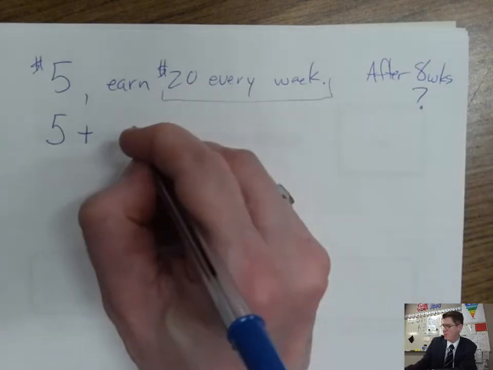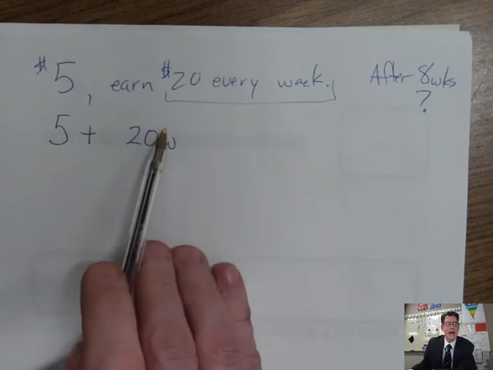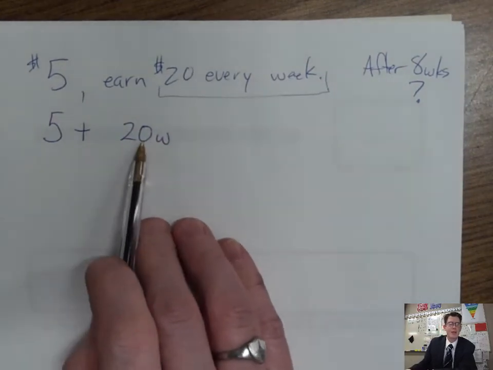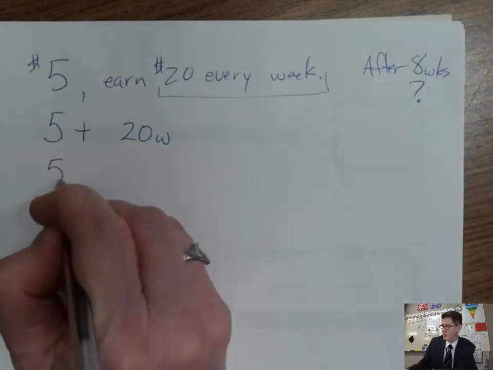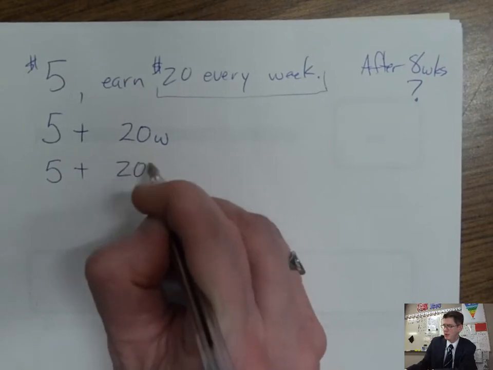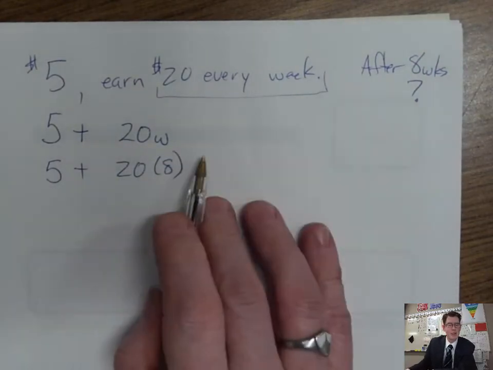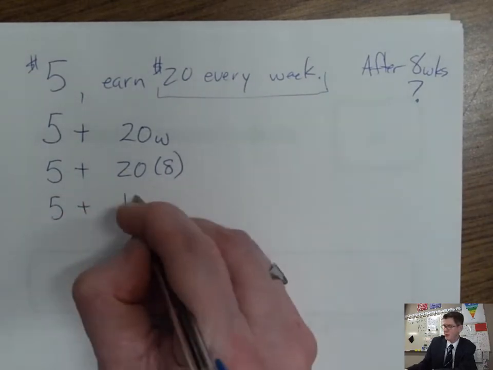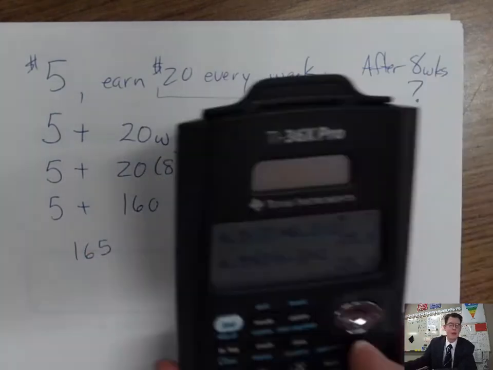So it's 5 plus 20 times however many weeks there are, you multiply that on because it's 20 each of those times. It's 8 weeks, so this becomes 5 plus 20 times 8. Your calculator can solve that. If you type that in, your calculator will figure out that that's 160 and then add it together, and you've ended up with $165.